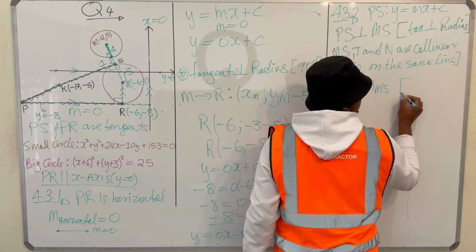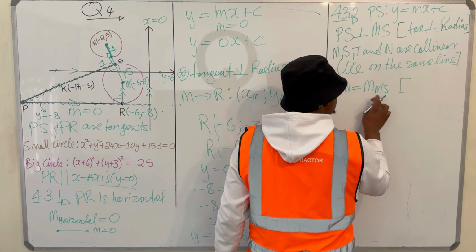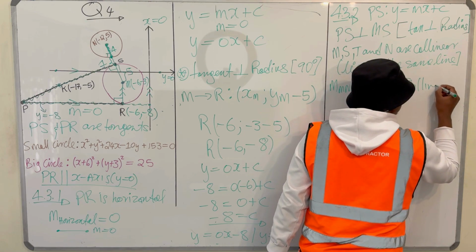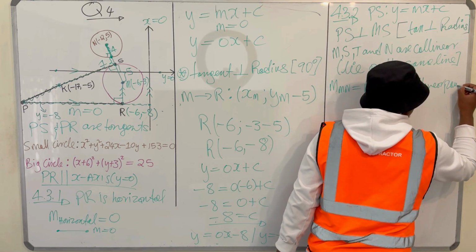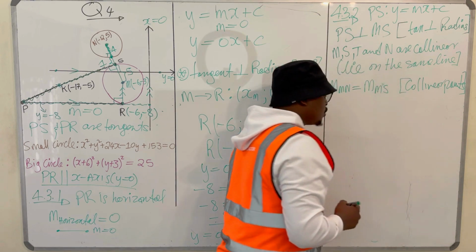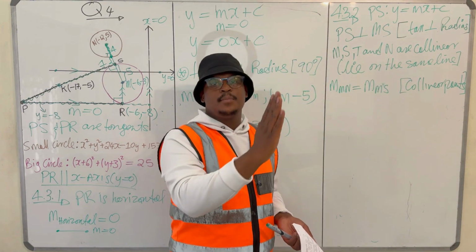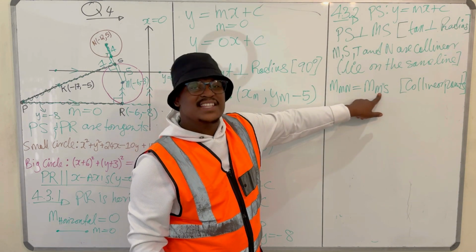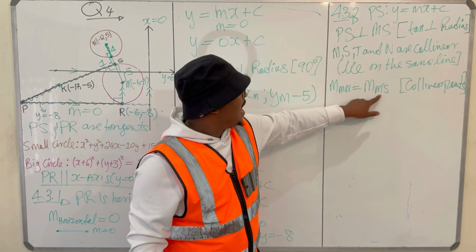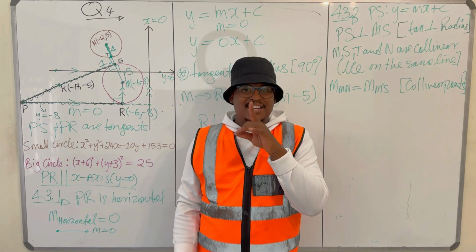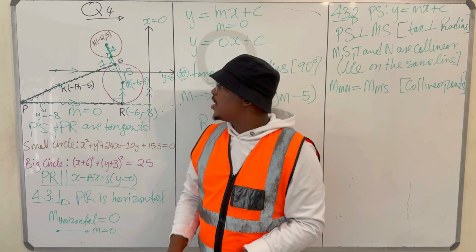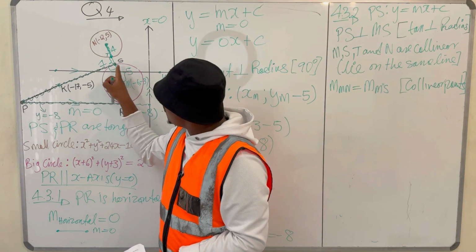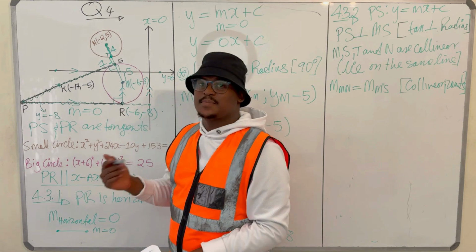Why? These points are collinear, which means they lie on the same line, so the gradient is the same throughout. So let's find the gradient of MN. That gradient will be the same as that of MS. Then once we know the gradient of MS, we know that this gradient is perpendicular to this one. Therefore, the product of this gradient and this gradient gives us -1.